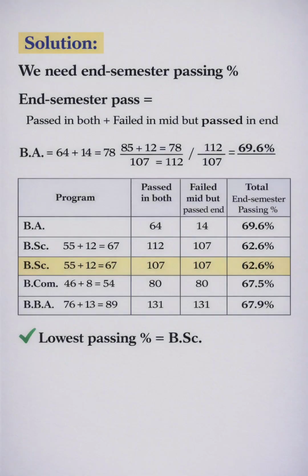For BCom, 46 plus 8 equals 54 out of 80. So 67.5%. For BBA, 76 plus 13 equals 89 out of 131. So 67.9%. The lowest passing percentage is BSc.